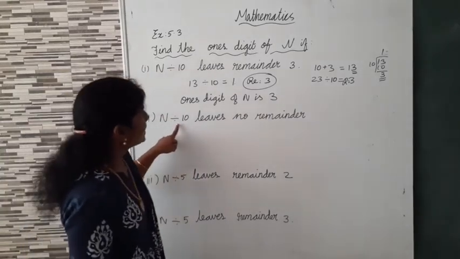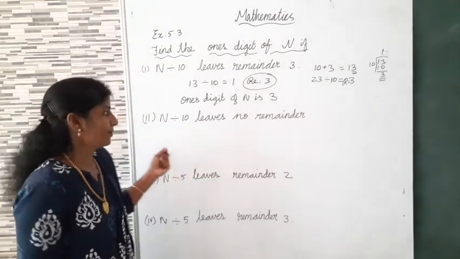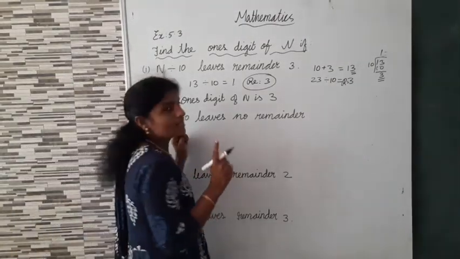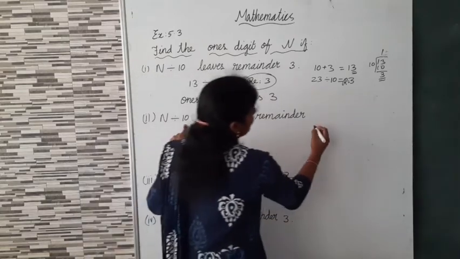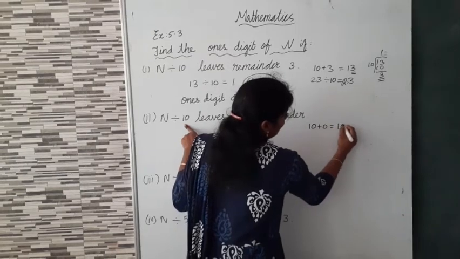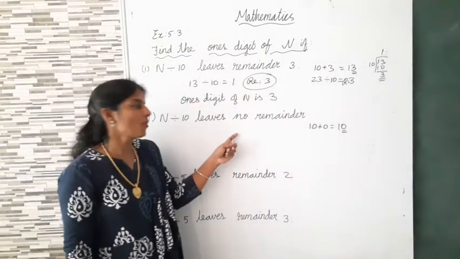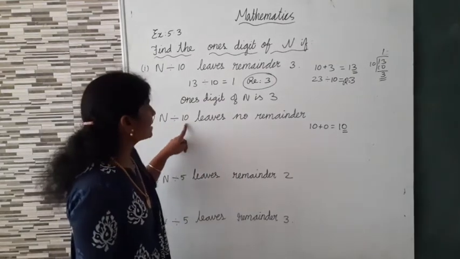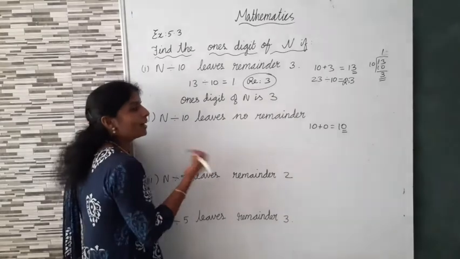N divided by 10 leaves no remainder. Remainder 0. What's the ones digit? Now here 10 plus remainder 0. No remainder means 0. 10 plus 0 is equal to 10. What's the ones digit? 0. Ones digit 0 means divided by 10 gives remainder 0.